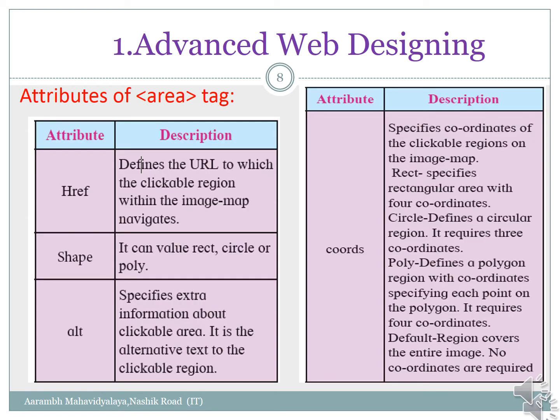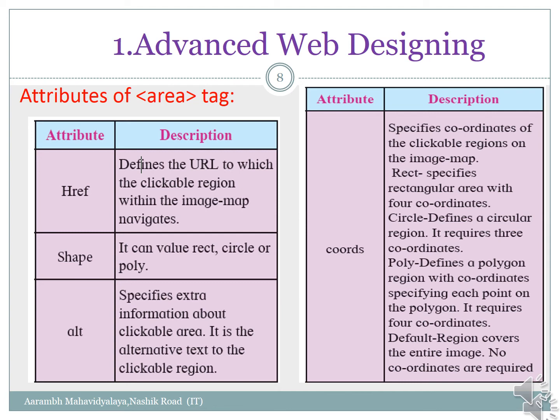Now let's see the attributes of the area tag. The area tag has four attributes. The first one is href, the second attribute is shape, the third attribute is alt, and the fourth attribute is coords. The first attribute, href, means hyper reference. When we provide any clickable region, that is any hotspot, at that time we have to specify a URL, which may be a website link or any of our local disk links. It is specified by using the href.